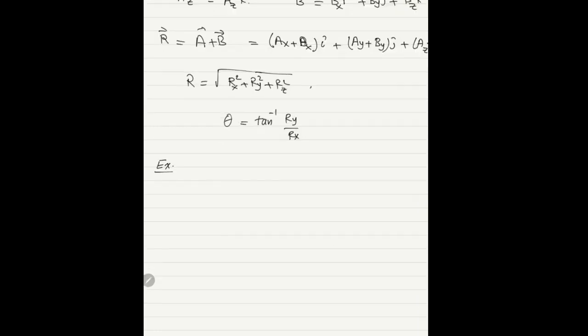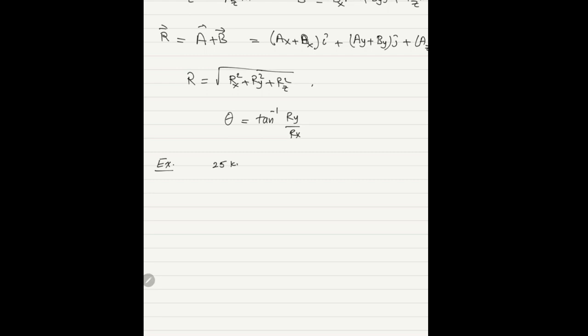Example: a hiker begins a trip and walks 25 kilometers southeast. If we draw this, this is north, this is east, this is south, and this is west. If a hiker walks 25 kilometers southeast, it means 45 degrees between south and east. So it's like this, and she moves 25 kilometers making a 45 degree angle.